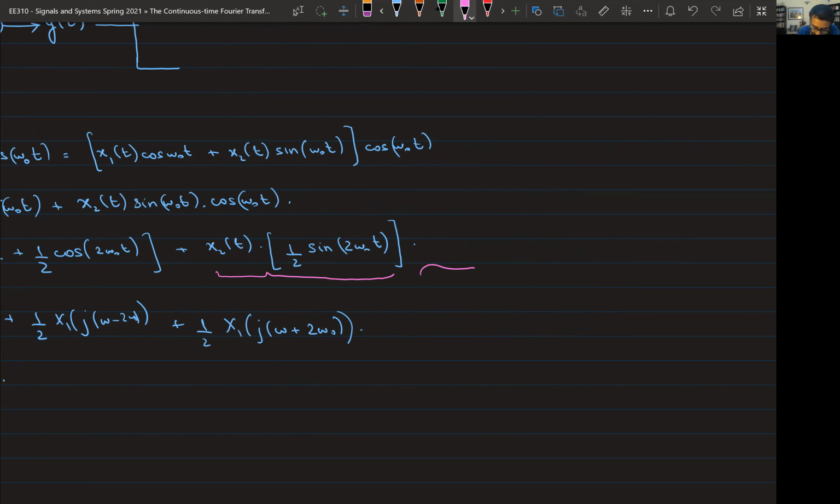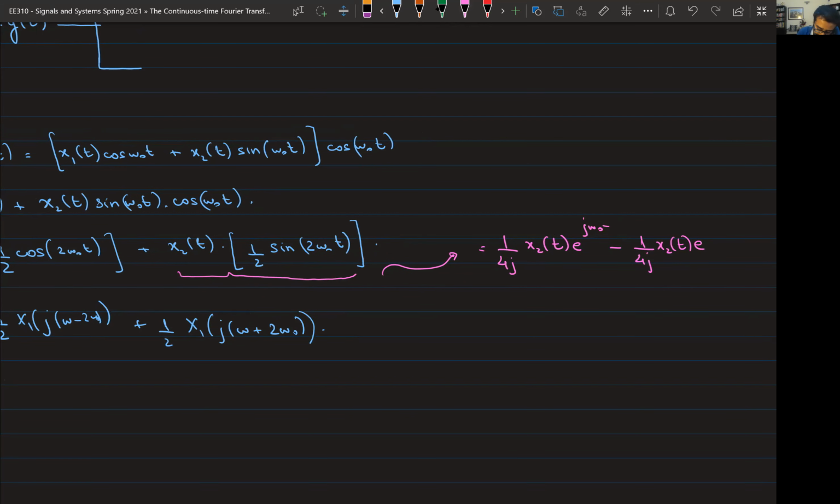So this is equal to 1 upon 4j X2 of t e raised to power j omega naught t minus 1 upon 4j X2 of t e raised to power. So this is actually 2 omega naught t, and this is minus j 2 omega naught t, right? Can I go in the frequency domain?